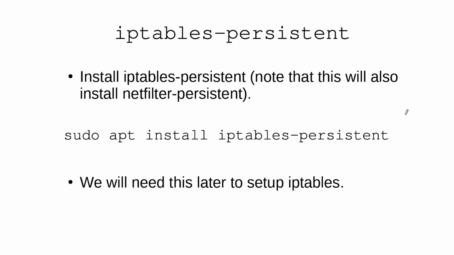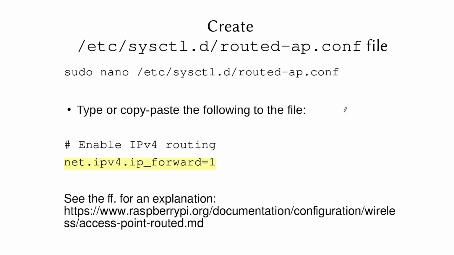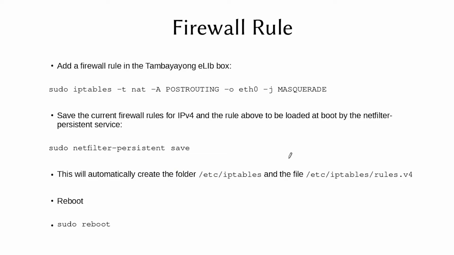Okay, now we have to install iptables-persistent. So issue sudo apt install iptables-persistent. We need this tool for routing. Now we need to create a file in /etc/sysctl.d/routed-ap.conf. So using nano, I added the following line: net.ipv4.ip_forward=1. And then I added the firewall rule.